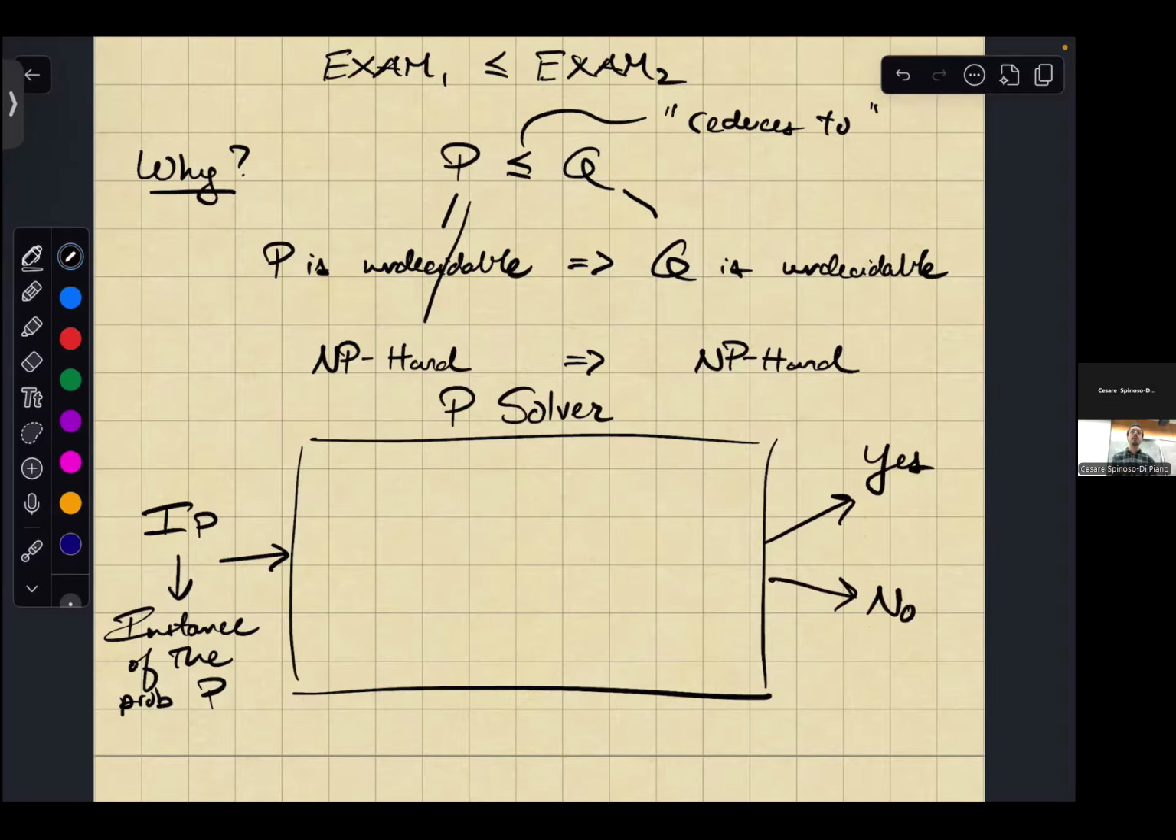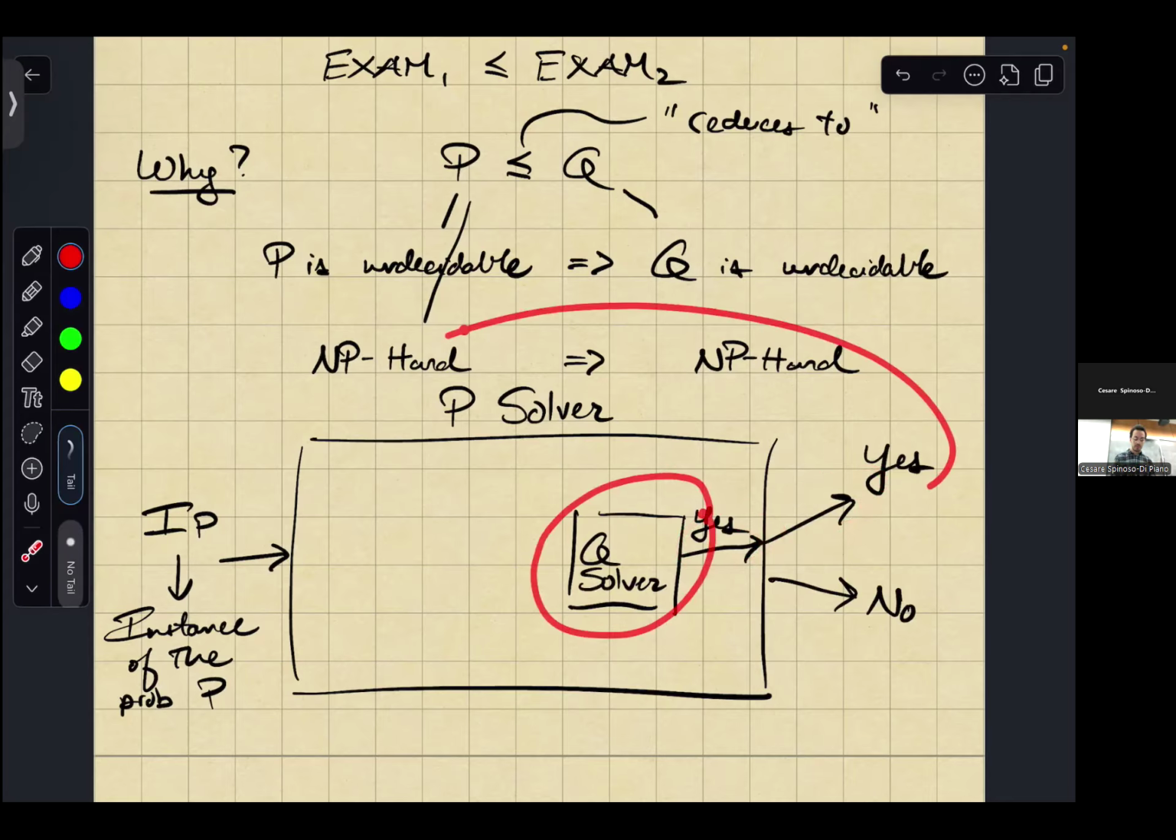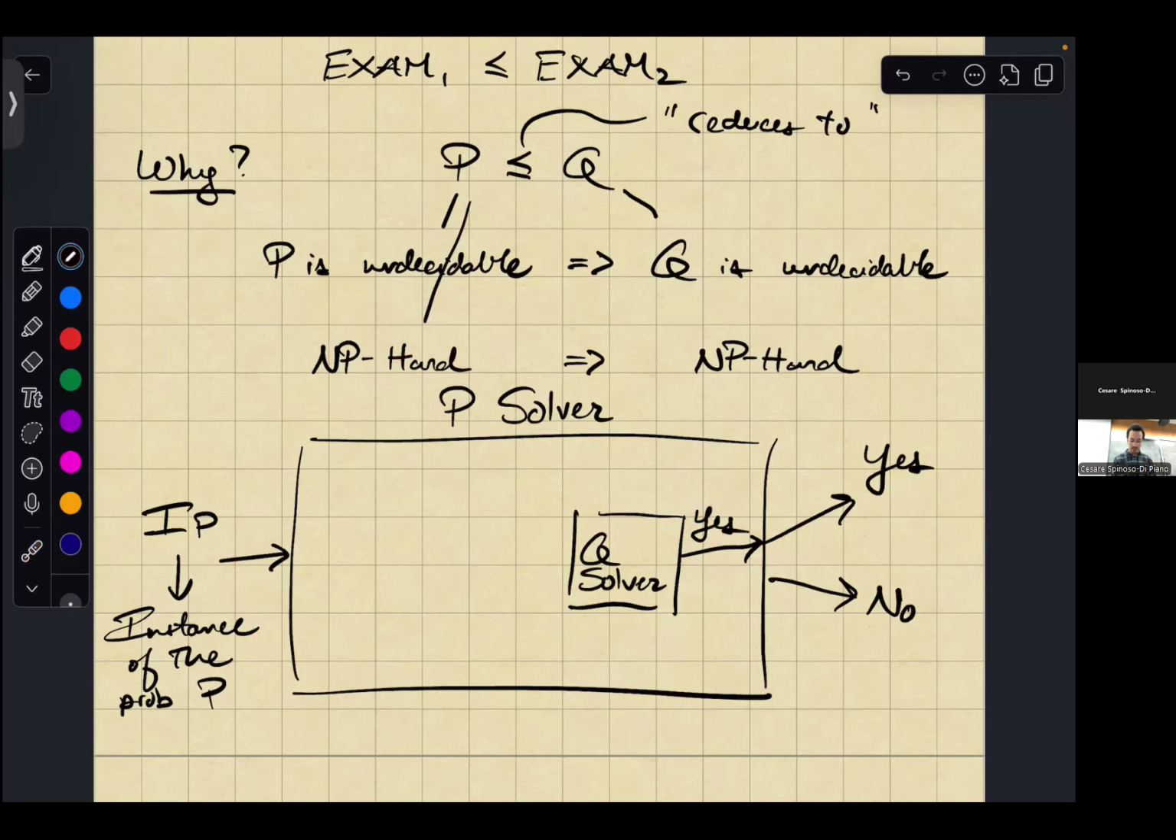But now, how am I going to create the P solver? Well, I'm going to use the Q solver. So the Q solver is going to be within the box. And the Q solver itself returns yes, so this first yes should typically feed into the second yes. So I'm using the output of this solver as the output of this larger one. And the same thing for a no.